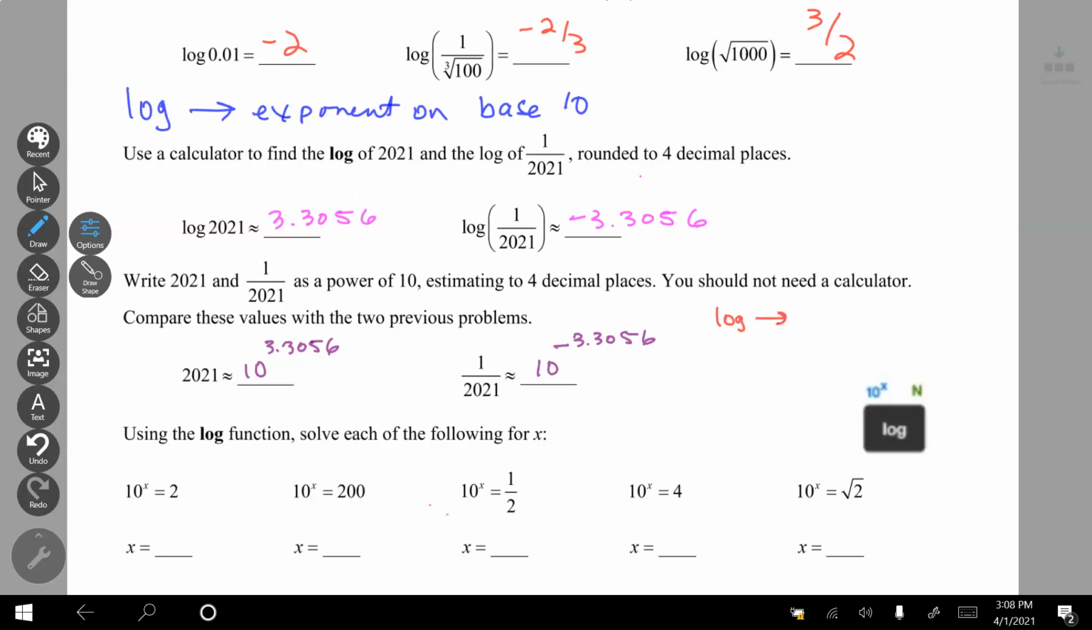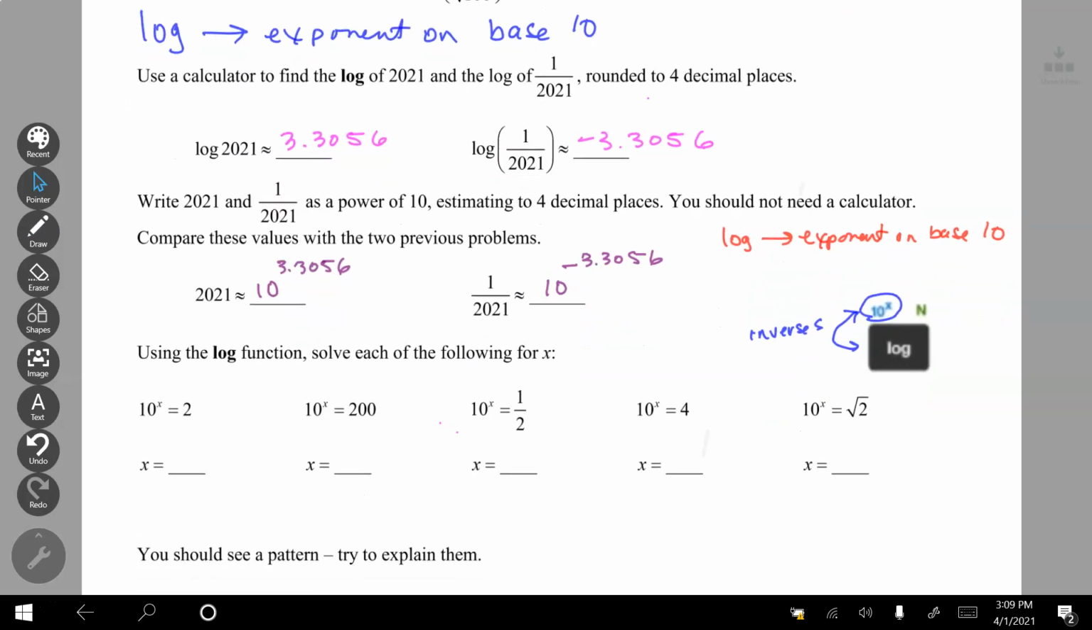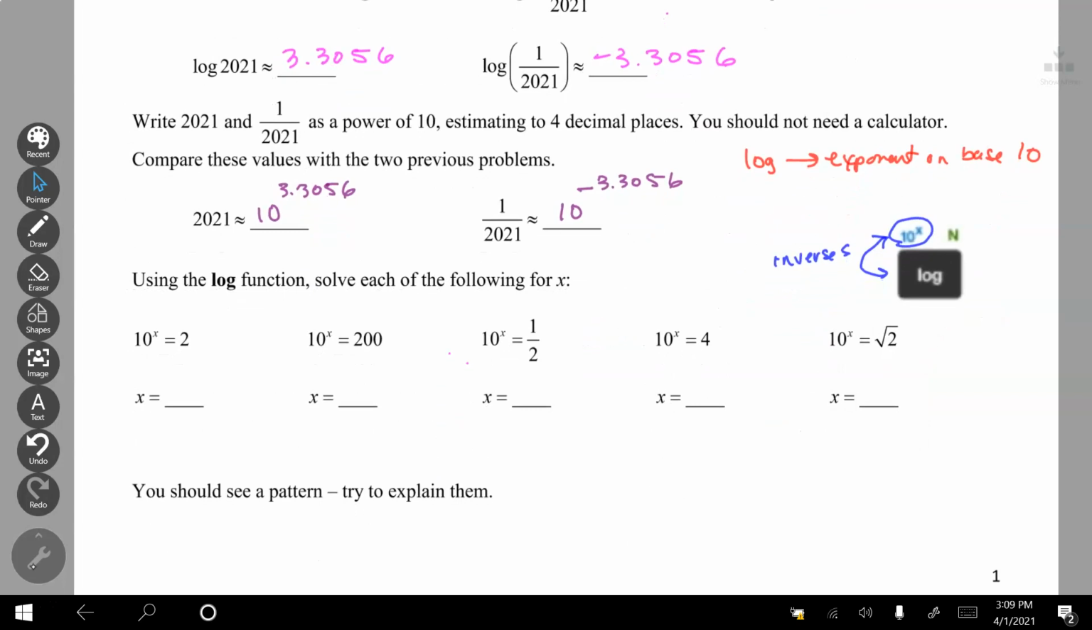Because when we do log, it is the exponent on base 10. Because what we're seeing is that 10 to the x and this log key, they are inverses of each other. That's why 10 to the x is above the log key in blue, because they are the total undo or inverses of each other. So we're going to use that idea to figure out, well, what is 10 to what power gives me 2? 10 to what power gives me 200, and so on and so forth.